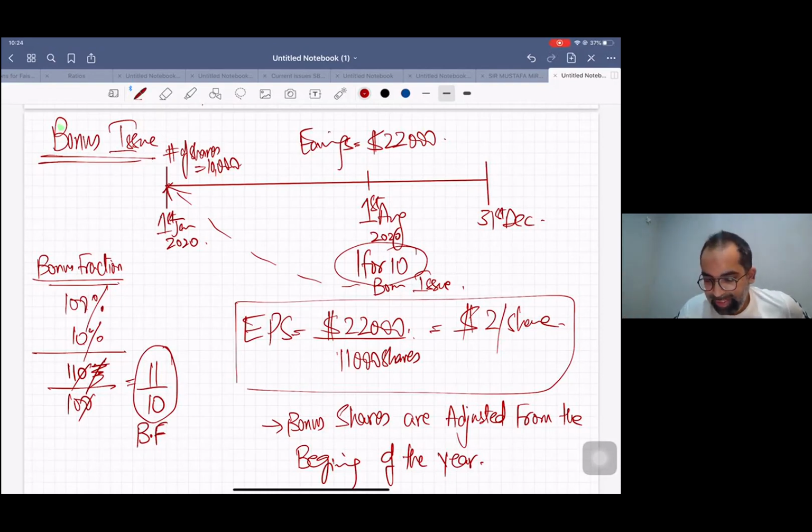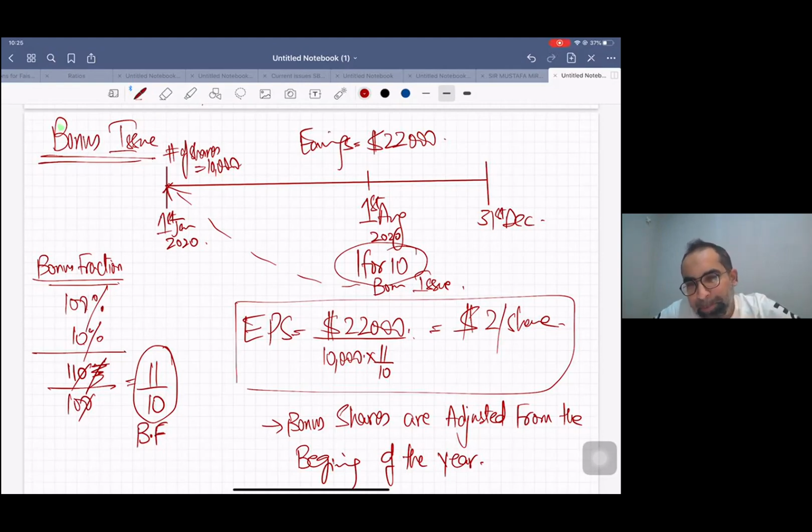Now, what we do? Listen. Look at here. What's the formula of EPS? Earnings divided by number of shares. Just write the number of shares at the beginning of the year and multiply it by bonus fraction. You will get the same answer. Do it. So 10,000 shares times 11 upon 10 is 11,000. And now you do it, the answer will be same.